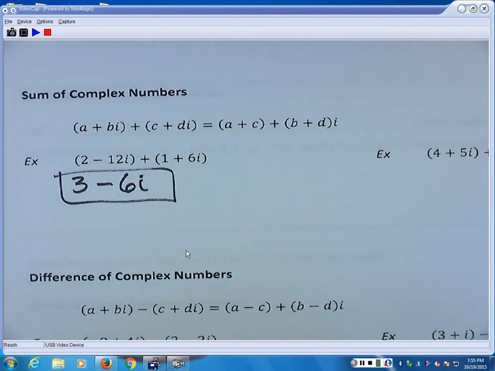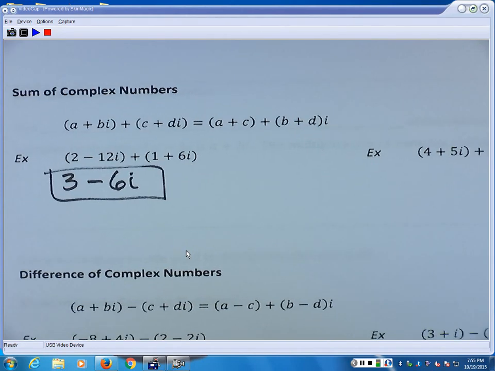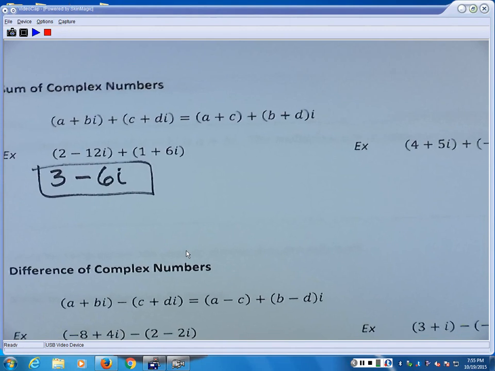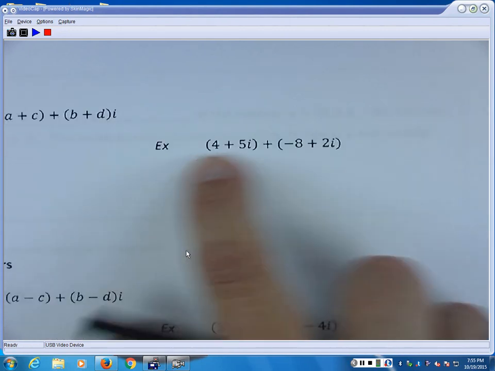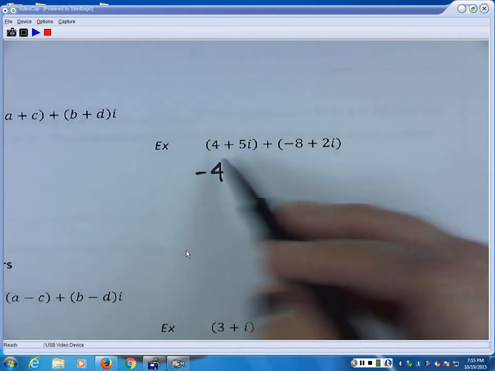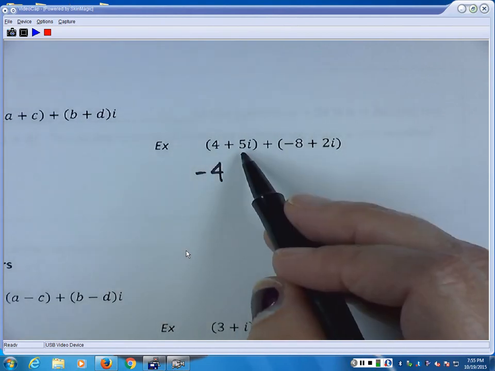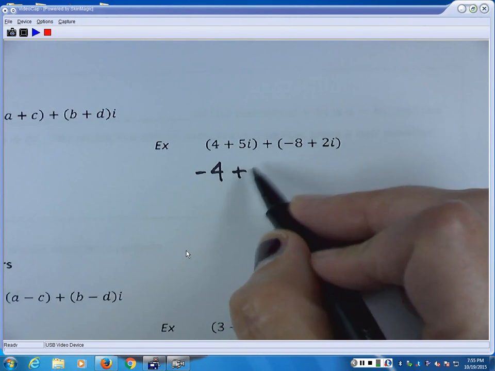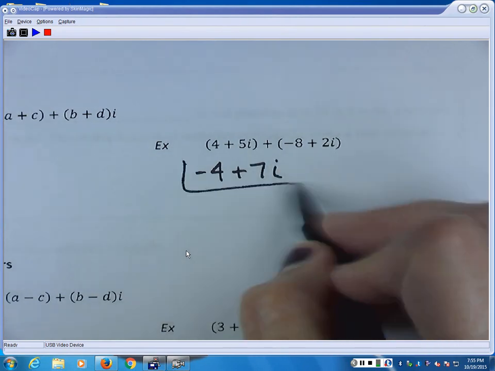Okay, treat i like a variable. Adding complex numbers, you just treat i like a variable. Next one. 4 plus a negative 8 is negative 4. You add the real parts, add the imaginary parts. 5 plus 2 is 7. That's the answer.